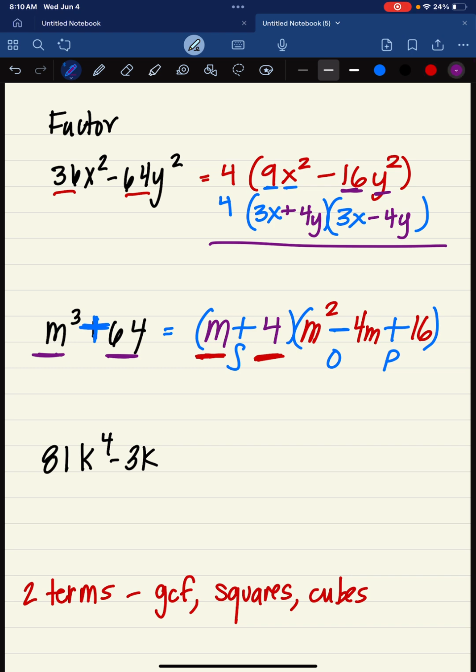All right, looking at this next one, they have something in common because they both have a K, and also 3 goes into both of them. So I'm going to take a 3 and a K out of every one of these. Well, 3 times 27 would give me 81. And I need 4 Ks. Well, I have 1, so that means I need 3 more Ks, minus. And you'll say, well, I took out all the 3 Ks. Well, I did, but you still have to have a placeholder. So 3K times 1 would give me 3K.